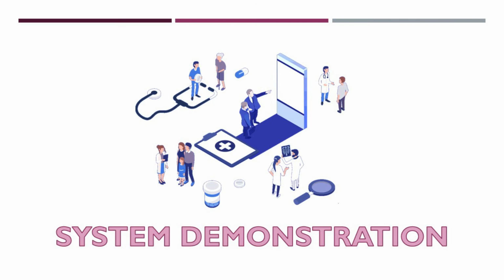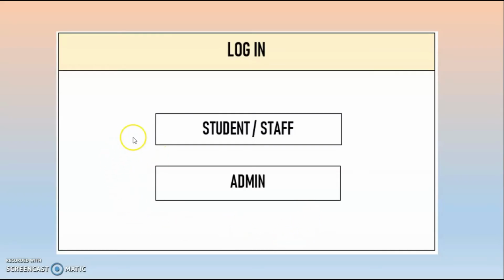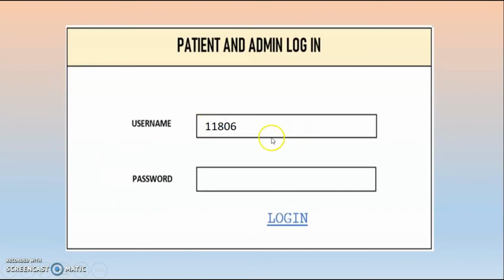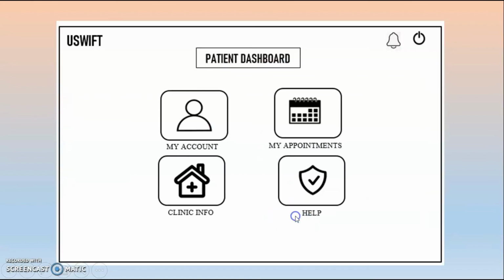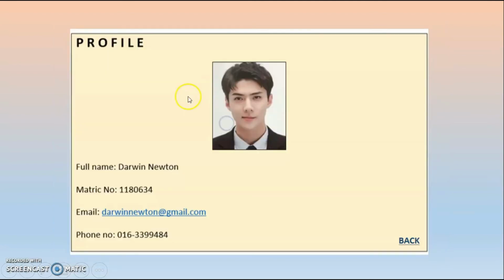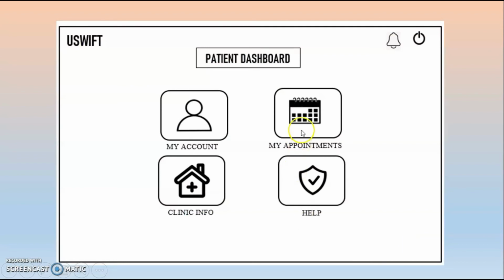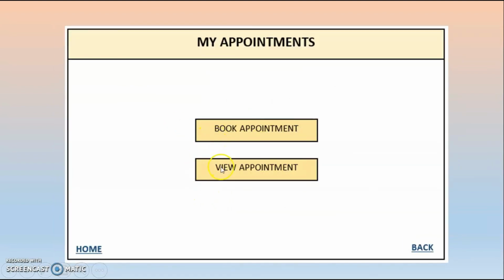System demonstration. So basically, this is how our system works. User will select their login. Let's go through the student/staff, which is the patient login. So patient will enter their patient ID and also their password. So in my account, patient can view their profile details. In my appointments, patient can choose either to book appointment or view the appointment.